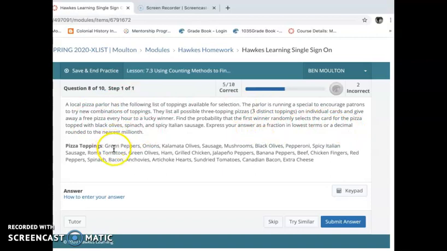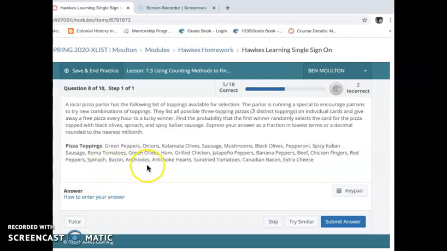Now, let's take a look at our options. Let's count them as we go. Green peppers, that's 1. Onions, that's 2. Kalamata olives, 3. Sausage, 4. Mushrooms, 5. Black olives, 6. Pepperoni, 7. Spicy Italian sausage, 8. Roma tomatoes, 9. Green olives, 10. Ham, 11. Grilled chicken, 12. Jalapeno peppers, 13. Banana peppers, 14. Beef, 15. Chicken fingers, 16. Red spinach, 17. Spinach, 18.